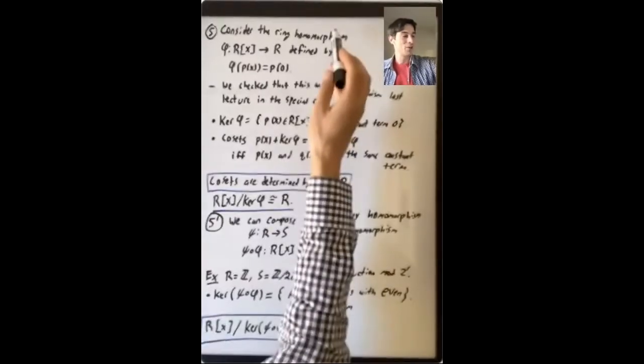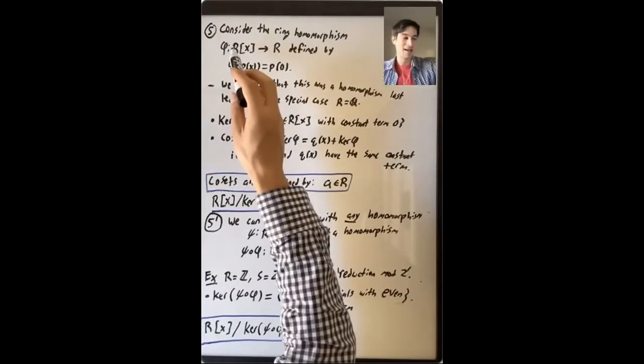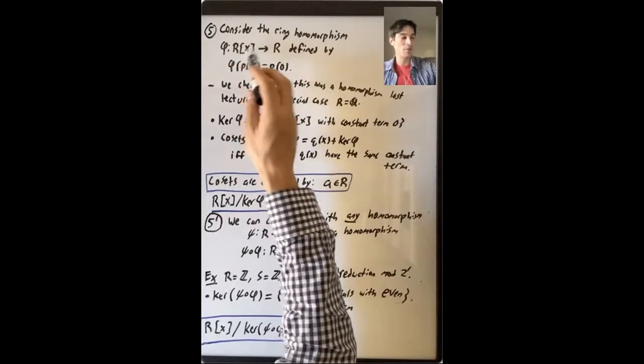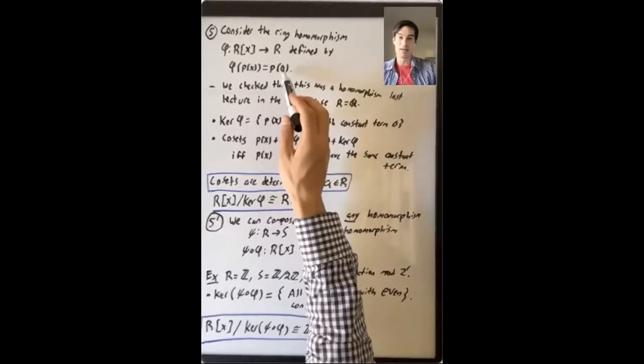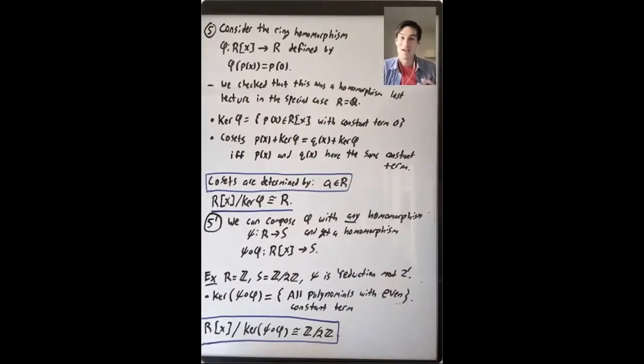Let's take the ring homomorphism given by phi, which goes from R[x] to R, defined by taking a polynomial and evaluating it at 0. How do we know this is a ring homomorphism? Well, we checked this in the last lecture in the case that R was the rational numbers, and the argument goes exactly the same way in general. So I'll leave that as an exercise for you to check.